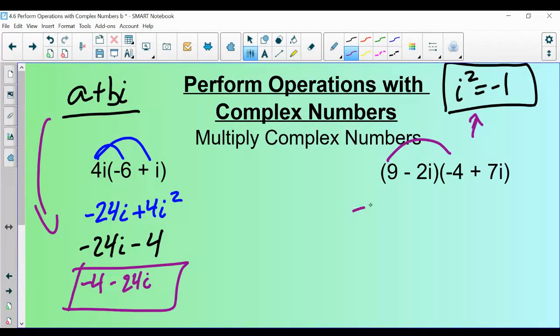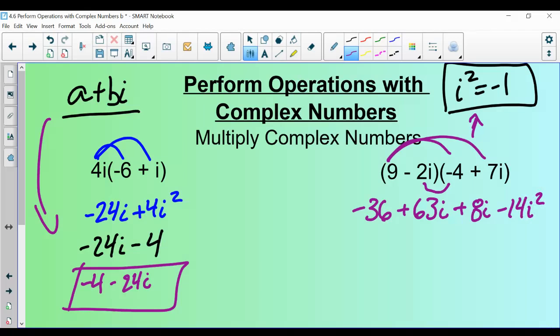9 times negative 4 would be negative 36, and 9 times 7i would be plus 63i. Then you're going to do inside times inside. That would give you plus 8i. And then negative 2i times positive 7i would be minus 14i squared.